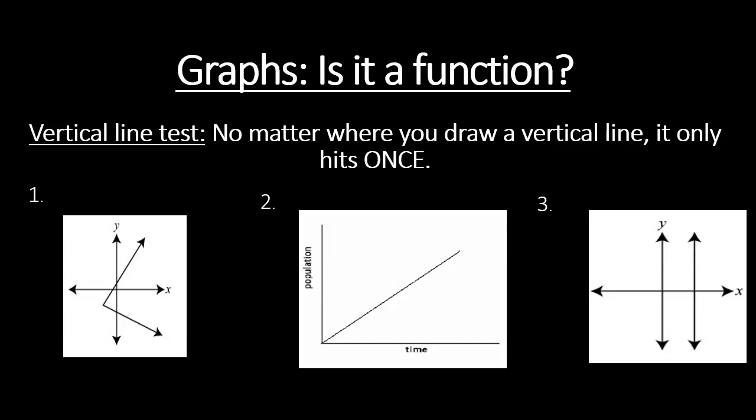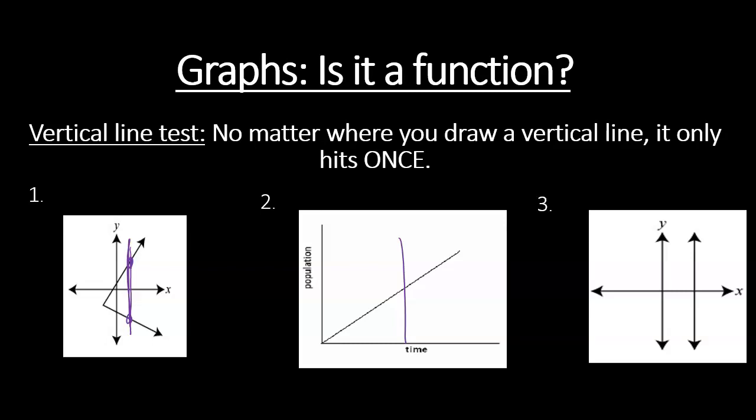All right, here we go. For number 1, you can see that if I was to draw a vertical line here, it would touch it in 2 different places, so this is not a function. This is a function. This line is linear, therefore it's only going to touch 1 time.